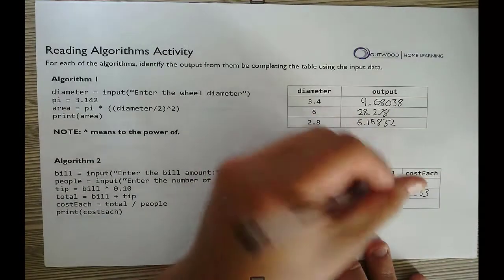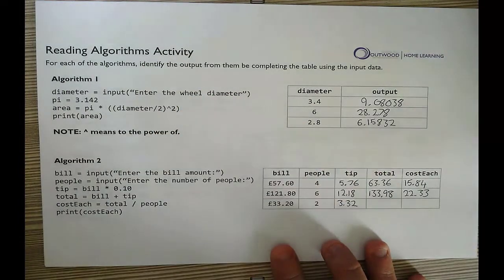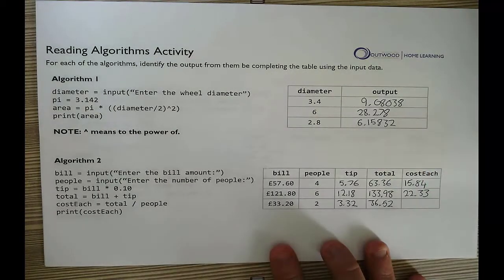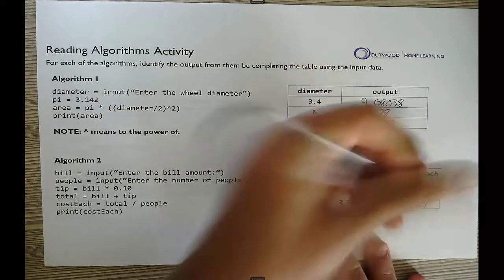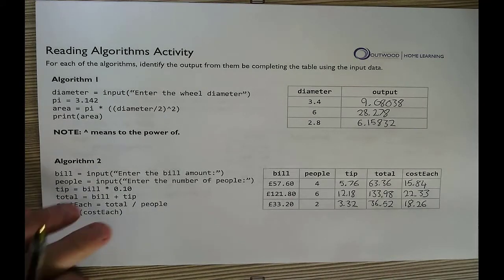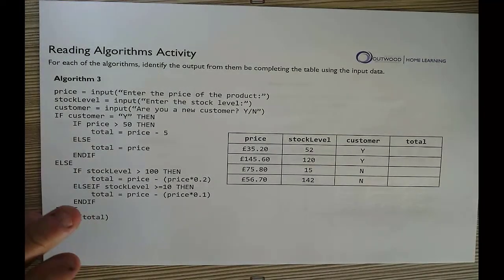We need to work out 10%. So 10% of £33.20 is £3.32. We add it to the total to give us £36.52. And then divide it by the number of people. So 36.52 divided by 2 is £18.26. And there are your answers for the first 2 algorithms, and these make use of just sequencing. We're now going to have a look at an algorithm that makes use of selection.